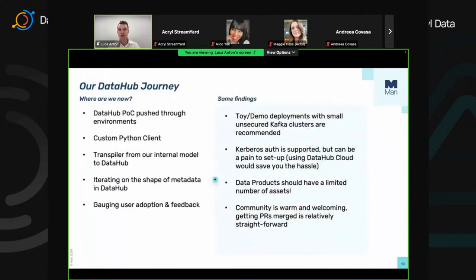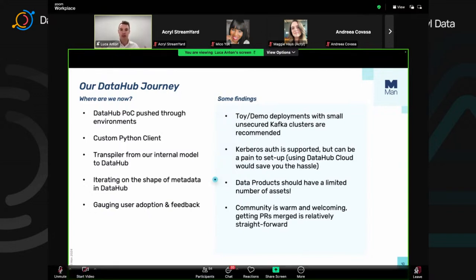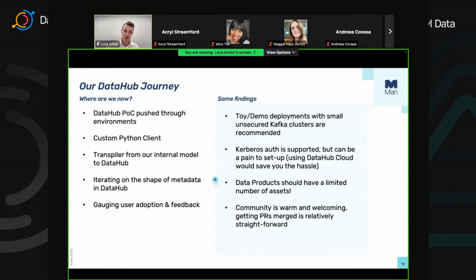So how did that go? Honestly, it's going quite well. We're currently at the stage where we're pushing DataHub to the different environments that we have internally. We've built essentially a custom Python client that allows us to take our internal metadata model and change it into a model that's compatible with DataHub and then emit it. And we're sort of iterating on the shape of that model. We're presenting DataHub to different users. We're asking them for feedback, and we're trying to action that feedback.